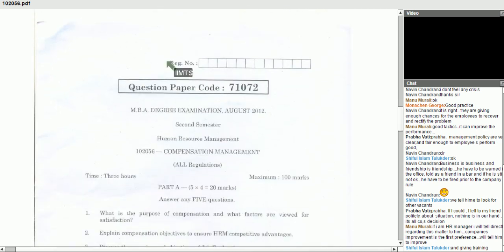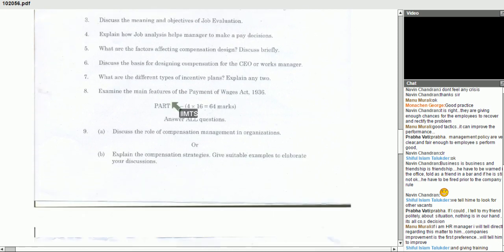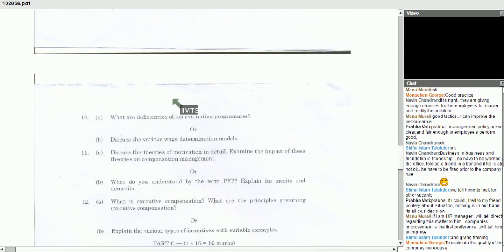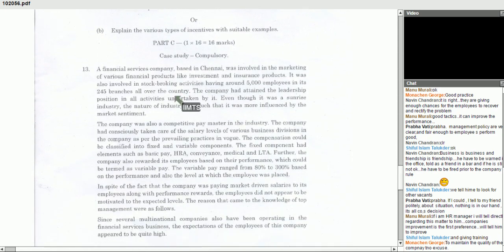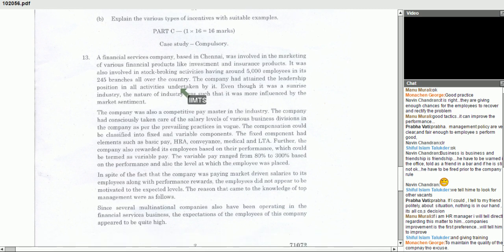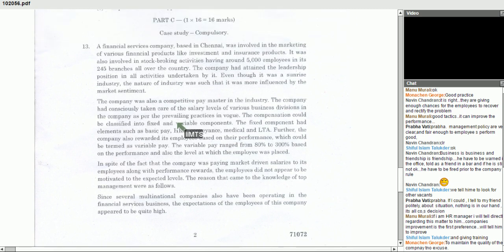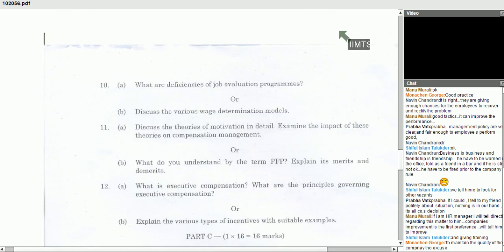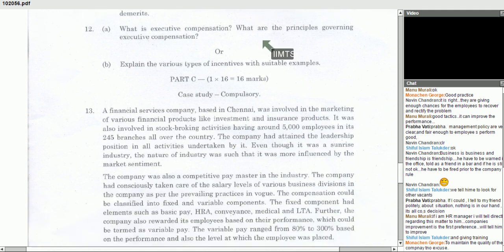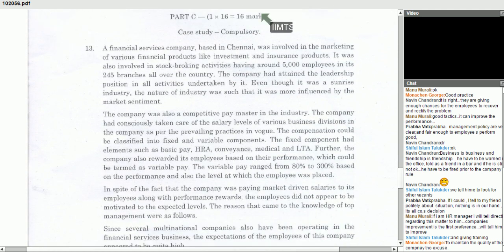Okay, let's proceed to the next case study. I'm giving training. Okay. The next company, Shiful, which your friend will join, he will be given the training. Right. So Monachen said to maintain the quality of the company to excuse. Okay, fine. All of you were correct. And all of your responses are logical.